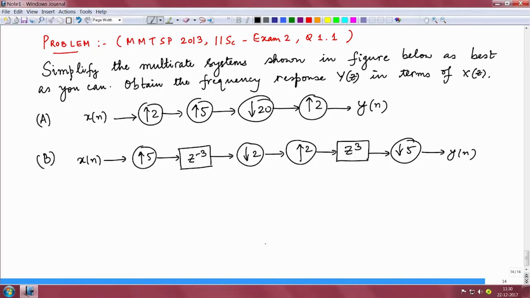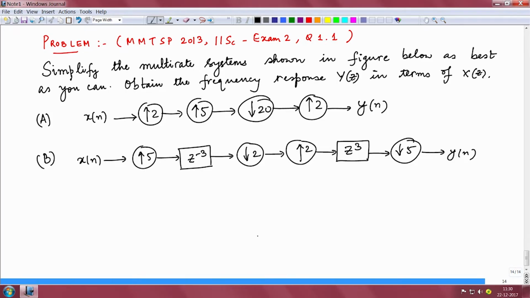Okay, hello everyone. I am Ankur. We are going to solve this problem which appeared in the MMTSP 2013 IISc course in exam 2. The question is, simplify the multirate systems shown in the figure below as best as you can. Obtain the frequency response Y(z) in terms of X(z).